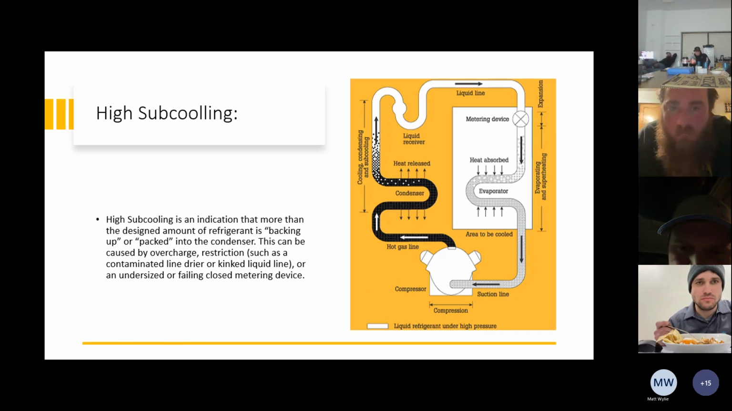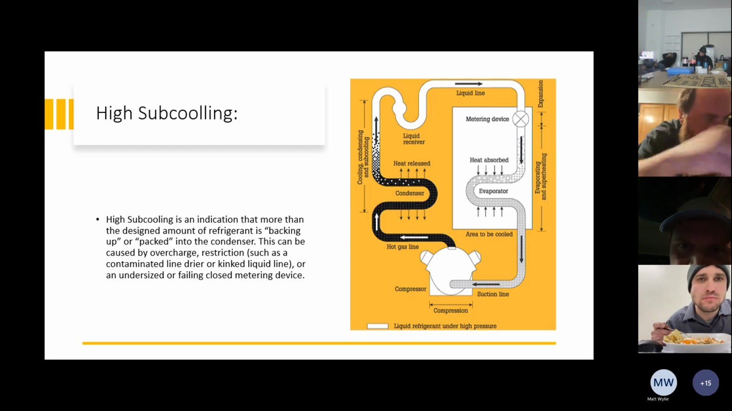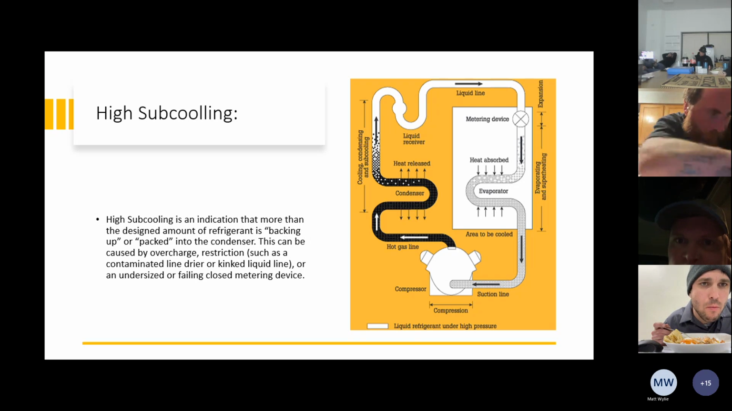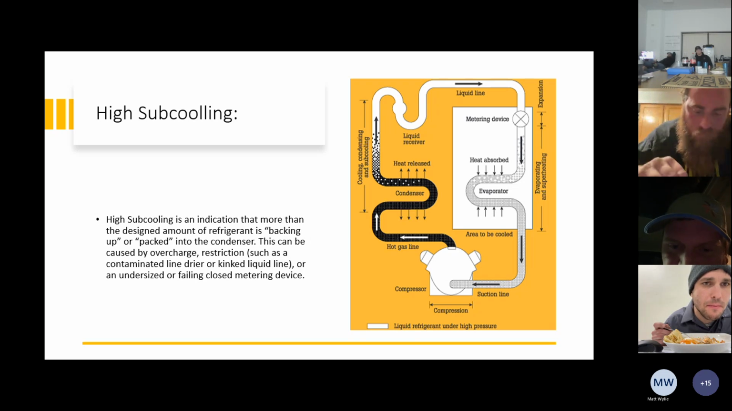High subcooling is an indication that more than the designed amount of refrigerant is backing up or packed into the condenser. This can be caused by overcharge, restriction such as a contaminated line dryer or kinked liquid line, or an undersized or failing closed metering device.